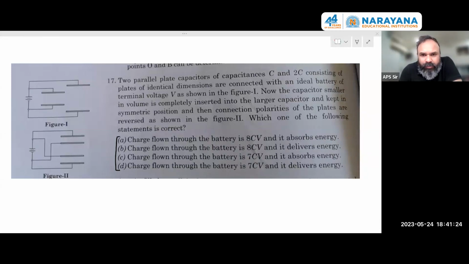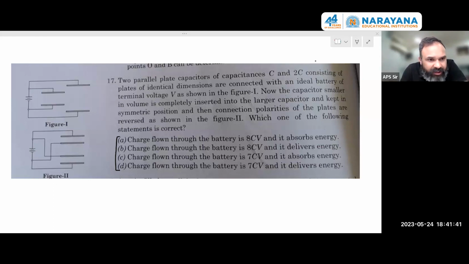So let's see how you observe this. All of you can try it yourself, and I'll also try to explain this. In the initial state, what has happened? If the capacitances are C and 2C, now this distance seems to be high, so its capacitance is low.